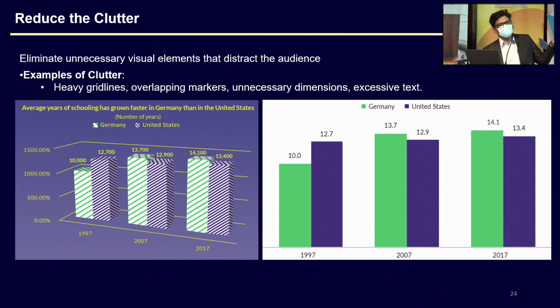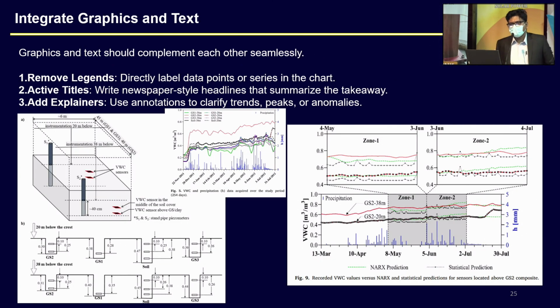So reduce the clutter. Don't overload your audience with too much unnecessary information. Then integrate graphics and text. This is from one of my papers, where we try to show the sensor locations as well as the variation of different measurements that we took. So I just wanted to show you that we can do this, where you combine the visual that you want to show, and because here the sensor locations are important, we took that and then we integrate the chart on that visual, because that relates the story.